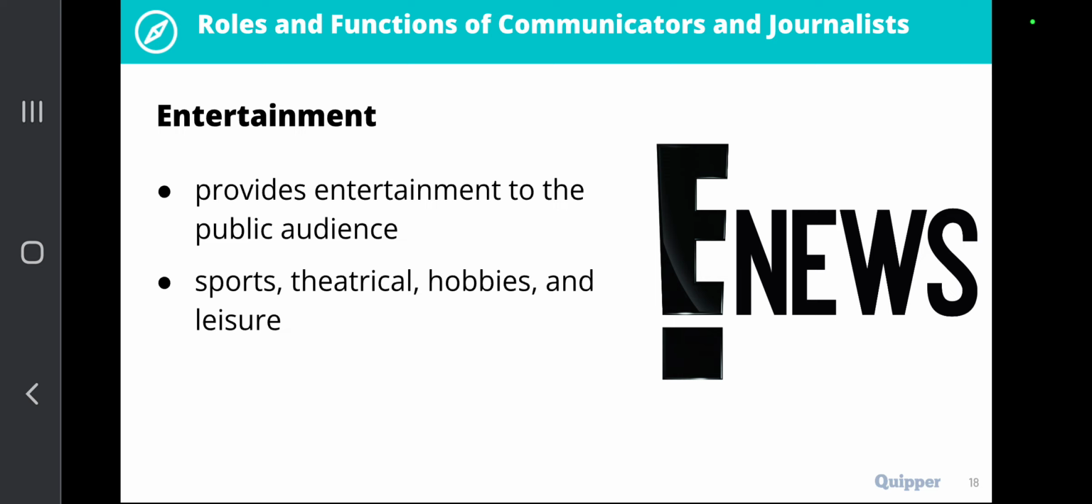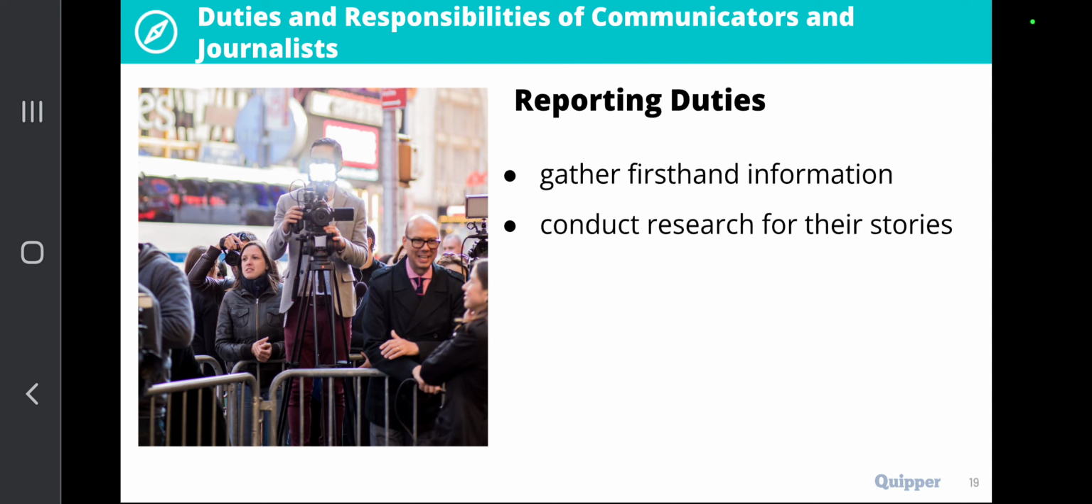Now, another role and function of communicators and journalists is to report. Reporting duties. This is to gather first-hand information, meaning they did not just hear about it, but they witnessed it, covered the story, and analyzed what happened, what event took place, and they conduct research for their stories.